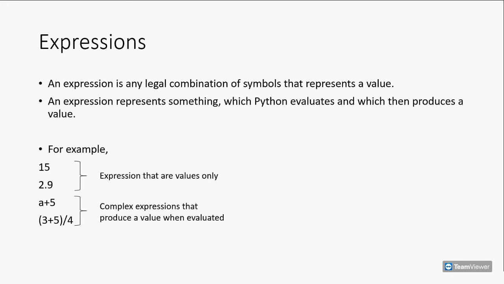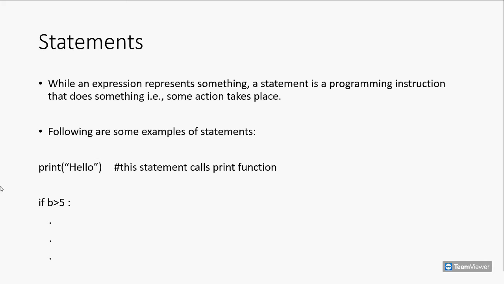The first one is the expressions. An expression is any legal combination of symbols that represents a value. An expression represents something which Python evaluates and which then produces a value. For example, 15, 2.9. These are expressions, but these contain values only. The last two, a plus 5 and 3 plus 5 divided by 4, are complex expressions that produce a value when evaluated.